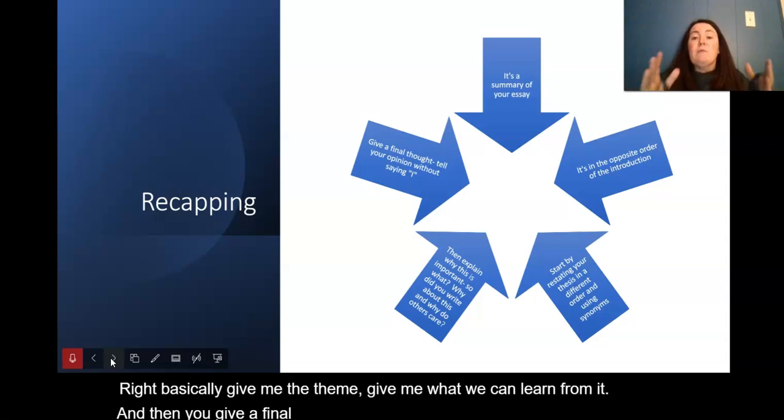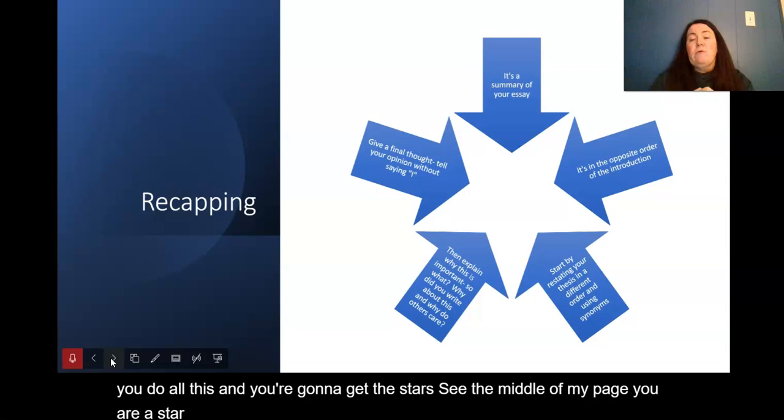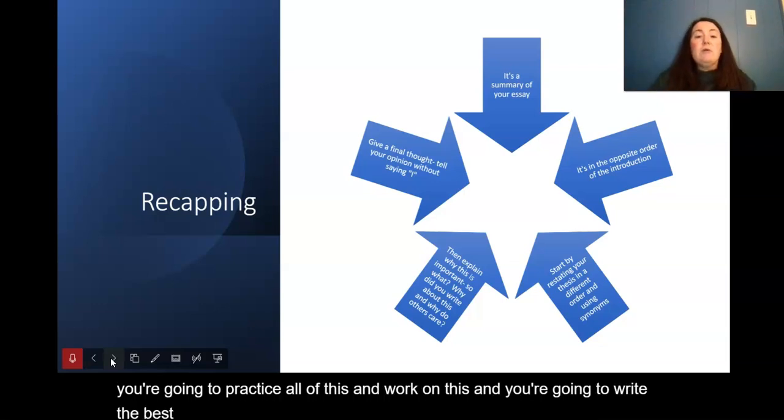You tell your opinion without saying I. And you do all this and you're going to get the star. See the middle of my page? You are a star writer when you do this for your conclusion. All right, my superstars. You're going to practice all of this and work on this, and you're going to write the best conclusions I've ever read. Reach out if you need me.